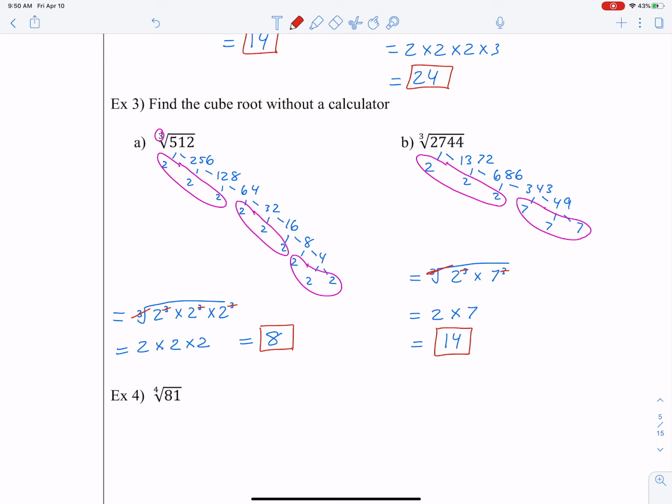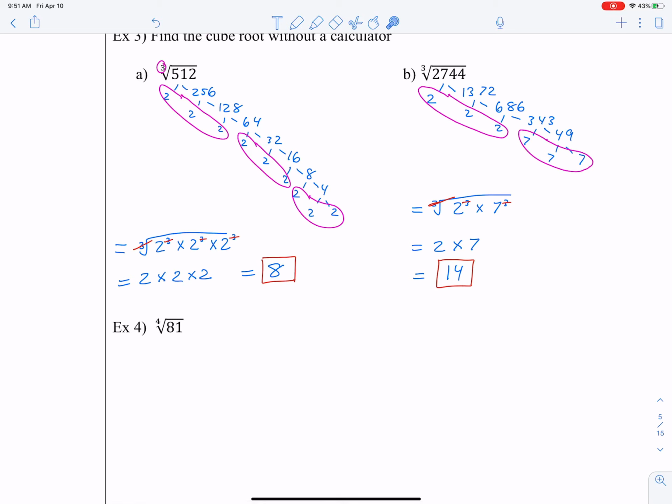And remember, with these questions, a very good idea is once you've done it, you go back to the original, put this into your calculator, and get an answer, and make sure it matches the answer that you find here.